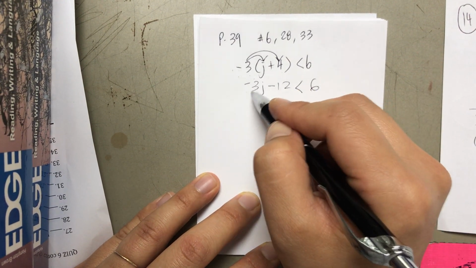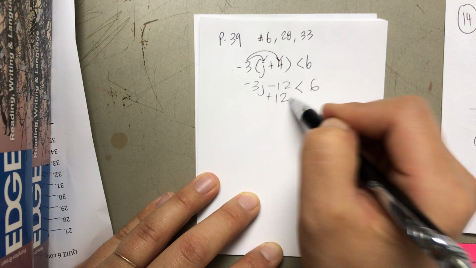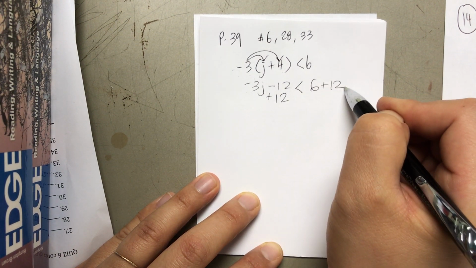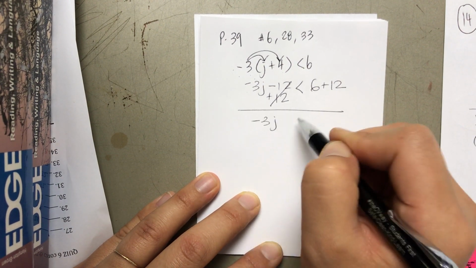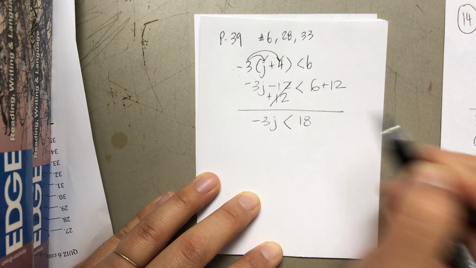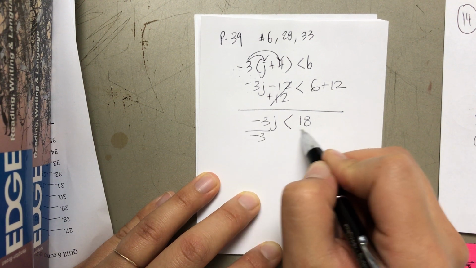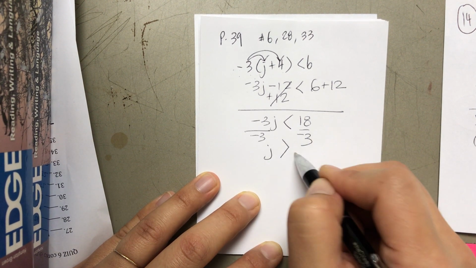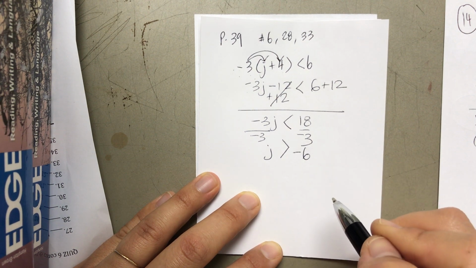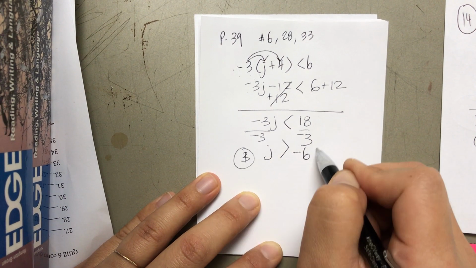We want to isolate for the j, so we got to bring over the 12. So positive 12, positive 12. Okay, that's going to cancel out. And that's going to be -3j is less than 18. Now we're going to divide by a negative number. When you divide by a negative number, you flip the sign. So j is going to be greater than -6, which is your answer B.